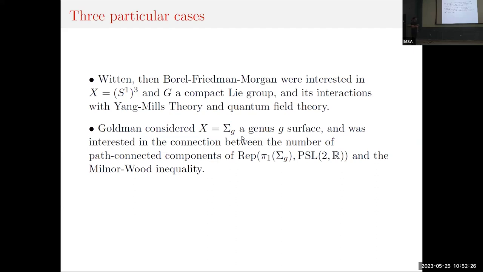And what he was interested in was the relation between the number of components here and the Milnor-Wood inequality, which involves the Euler number of the circle bundle and the genus, right? I present these two particular examples. This one is somewhere in the late 80s, this one somewhere in the late 90s. And I'm going to be interested in X being a K-torus, and I'm going to try to do the same procedure that Goldman did to study a particular case of these representation spaces.